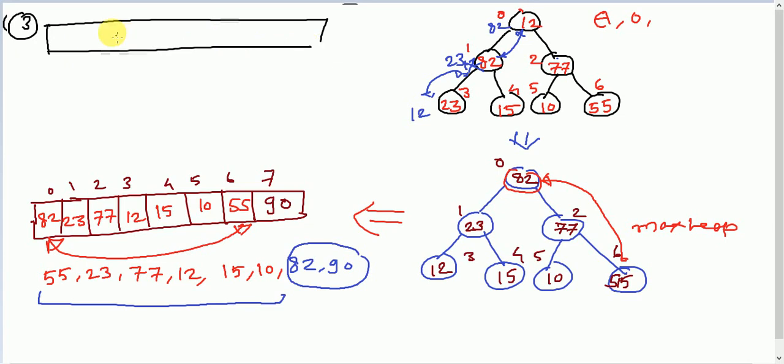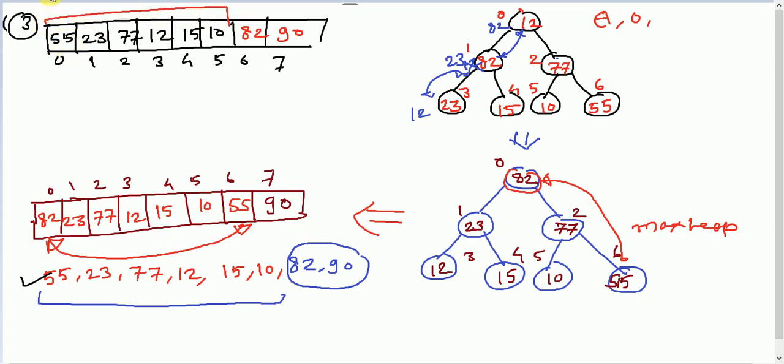we'll draw an array here, 0, 1, 2, 3, 4, 5, 6 and 7. So elements are now here: 55, 23, 77, 12, 15, 10, and these 82 and 90 are already in place. So we're going to construct the heap only for this much part. So we'll construct the heap now.